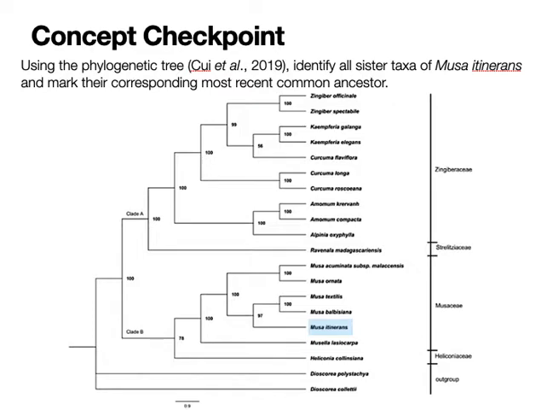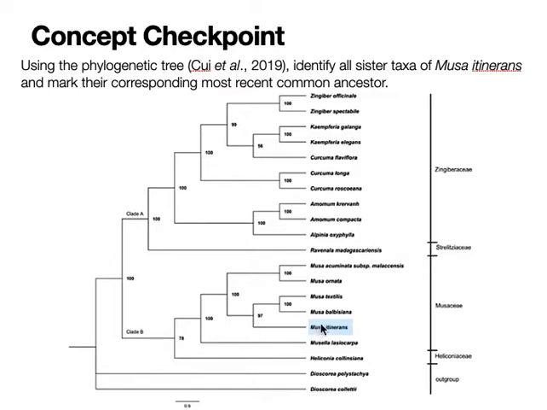Now, as a concept checkpoint, let's try to look at the phylogenetic tree from Kui in 2019. So this is a phylogenetic tree of Musa iterans, which are the family of banana. Okay? And the task is to mark their corresponding recent ancestor. Sorry, coffee break. So, if you're going to task with this, all you need to do is to look for the organism that we are considering. So, Musa iterans. Ayan. So, pinapatanong, ano yung sister taxa dito?